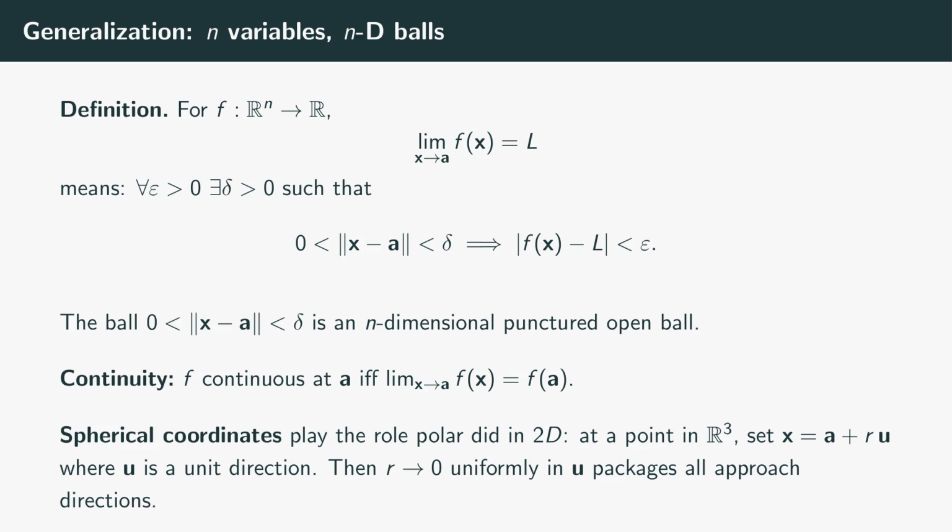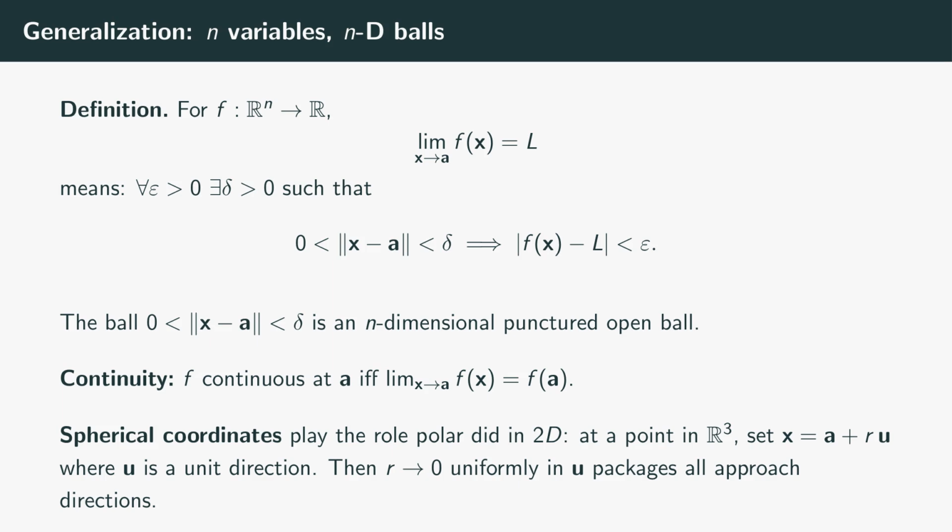Geometrically, the disk in two-dimensional space becomes an open ball in three-dimensional space and an open n-ball more generally. The function must approach L from every direction inside that ball. Continuity at the vector a is again limit equals value. For proving existence in three-dimensional space, spherical coordinates play the role polar coordinates played in two variables. Write the vector x as the vector a plus r times the unit vector u, where the vector u is a unit vector and r is the magnitude of the vector x minus the vector a.